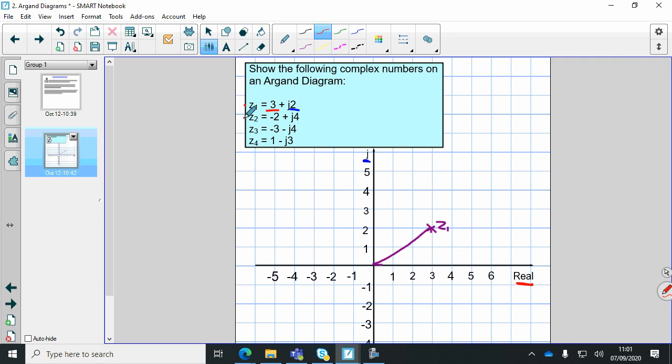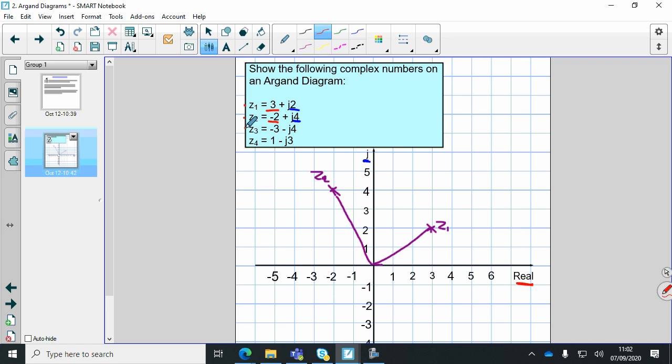Z2, the real part is -2, and the imaginary part is 4. So when we come to plot it, we're going to go -2 across, and then 4 up. Mark it with a cross, label it Z2, and join it to the center. Just going to rub out these guidelines so we don't get too messy. Z2. Okay.